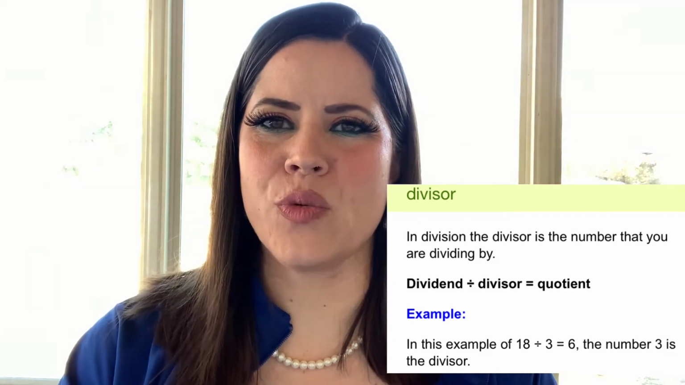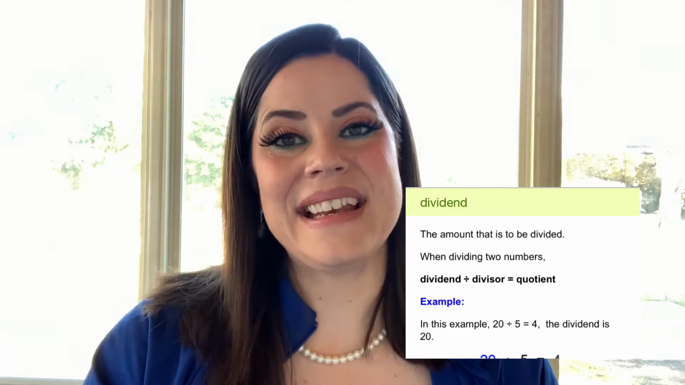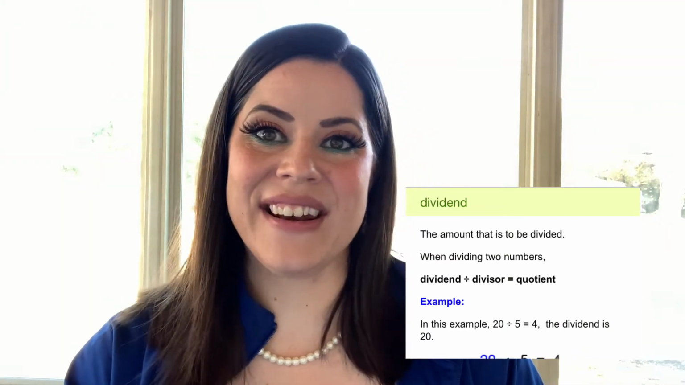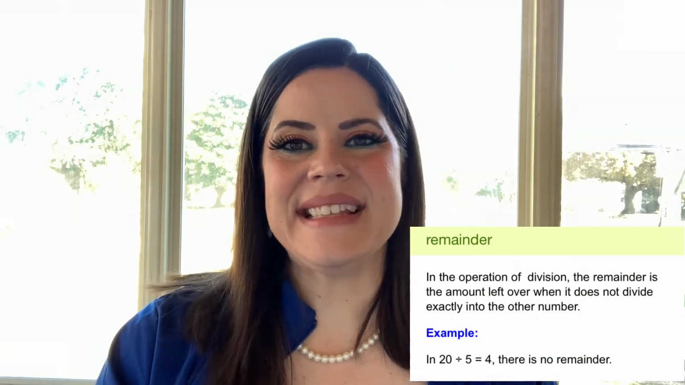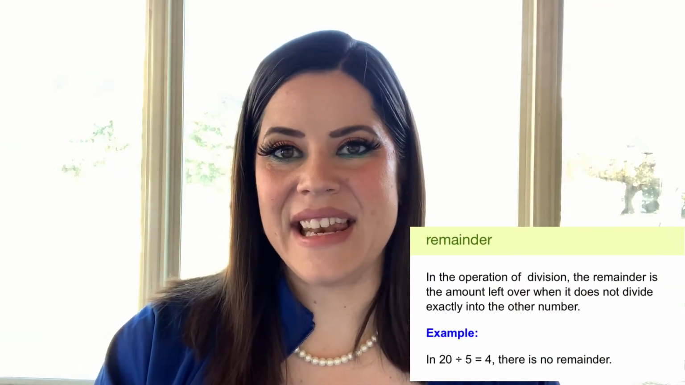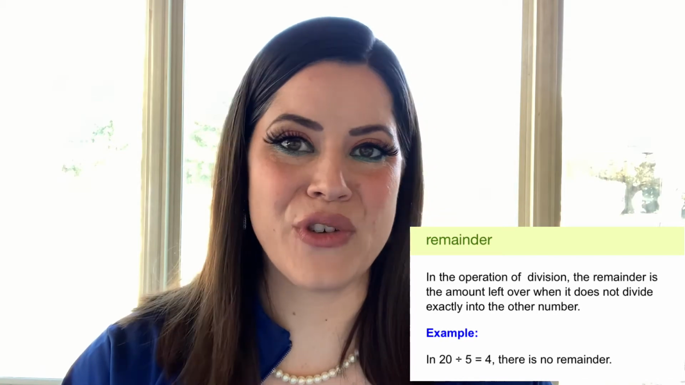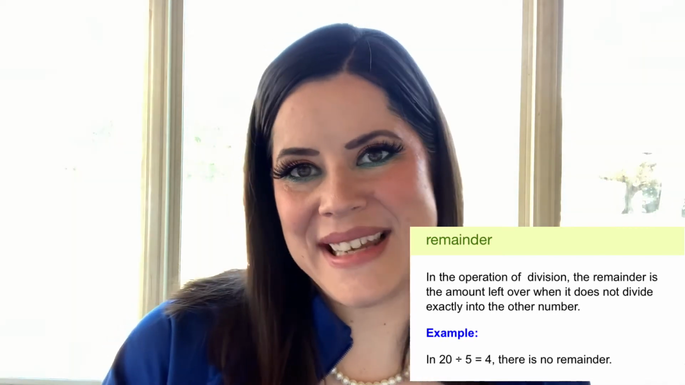Basically, it's how many groups you're going to have. And the dividend is the number being divided. It's the number being shared or split. And the word remainder is what is left over, which did not fit into a group. This is usually your fractional piece or your decimal. And I'm also going to show you how to change the remainder into a fraction and a decimal in this video.